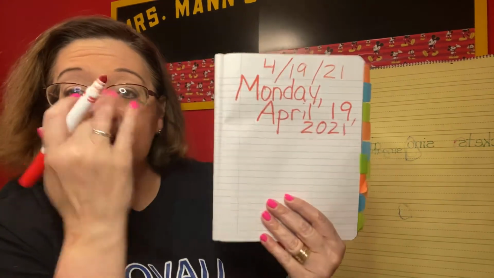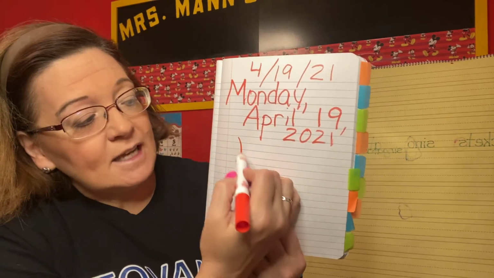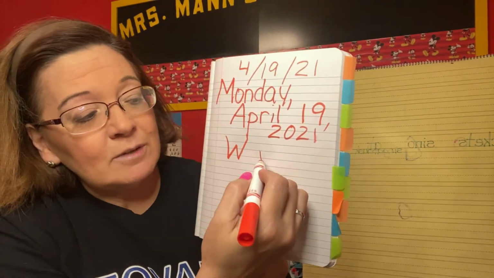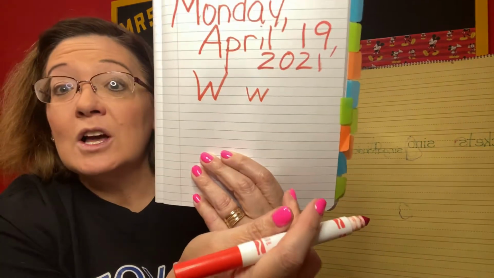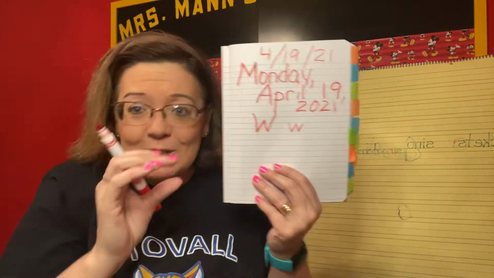Okay, so the letter today we're talking about is W. Okay? Now the capital W and the lowercase w look the same. Yeah, they're really just one's big, one's small.